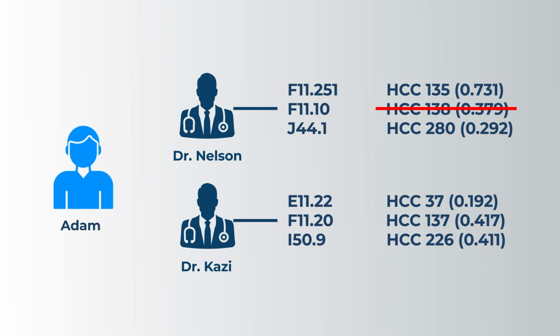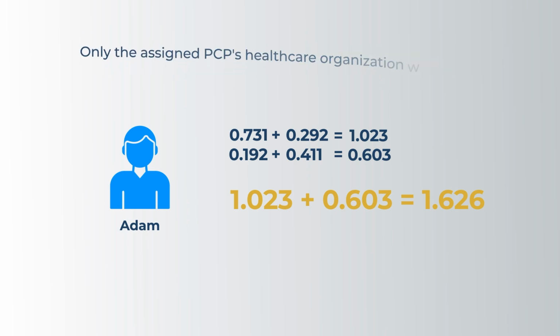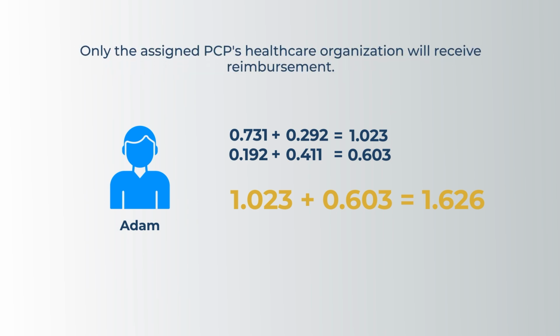Then patient Adam saw Dr. Kazi, who coded the patient with 3 codes as well. Any diagnosis in HCC 135, 137, or 138 coded by Dr. Kazi will not adjust the score, since HCC 135 was already added to this patient. But the new diagnoses in HCC 37 and 226 will add to the score. So the patient's total risk score is the sum of each risk score for a unique HCC coded for that year, regardless of who coded it.